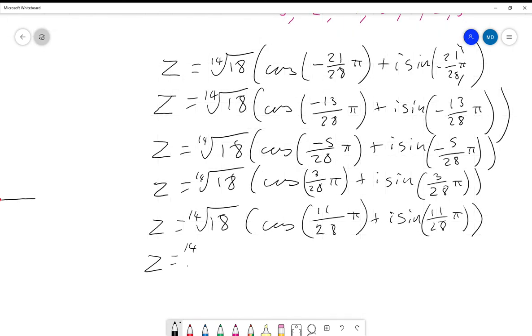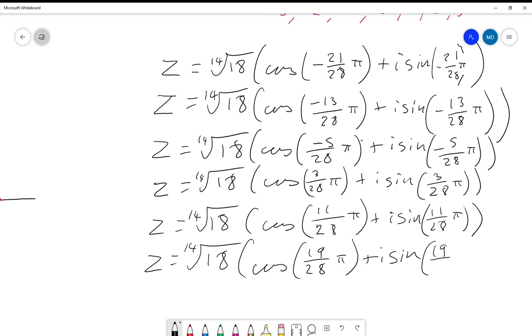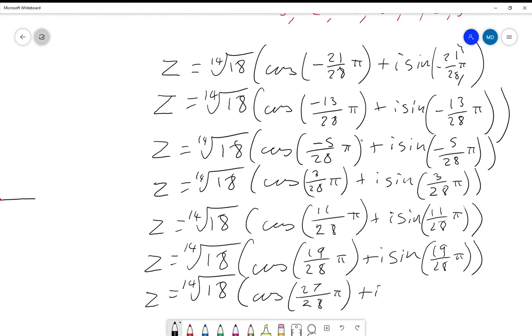Z equals the 14th root of 18 multiplied by cosine of 19 over 28 pi plus i sine of 19 over 28 pi. And lastly, we get z equals the 14th root of 18 multiplied by cosine of 27 over 28 pi plus i sine of 27 over 28 pi. And interestingly, if you carried on from there, you would just get roots repeating over and over. If I carried on, I would get that original root again.